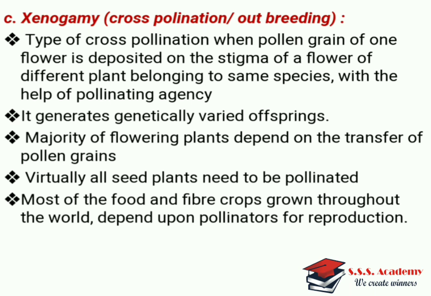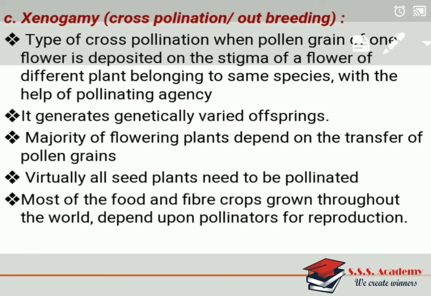So यहाँ पे पोलन ग्रेन एक प्लांट से दूसरे प्लांट के फ्लावर में नहीं जा सकता, that needs pollinating agent, and therefore it has been written with the help of pollinating agency. So it generates genetically varied offsprings. Majority of the flowering plants depend on the transfer of pollen grains. Virtually all seed plants need to be pollinated. Most of the food and fiber crops grown throughout the world depend upon the pollinators for reproduction.